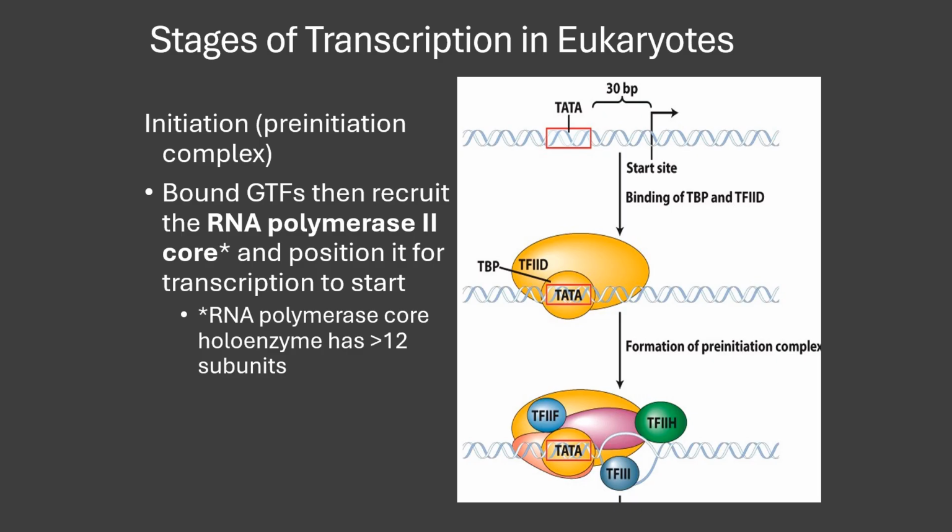So these bound general transcription factors recruit or allow the attachment of RNA polymerase core enzyme, and they position it to start so that it's facing the coding region of the gene. And I pointed out here that in eukaryotes, the RNA polymerase core holoenzyme has greater than 12 subunits versus the fewer that we saw, the 5 that we saw in prokaryotes.